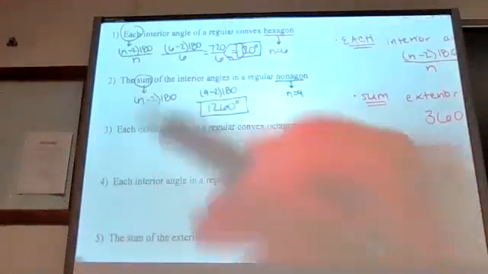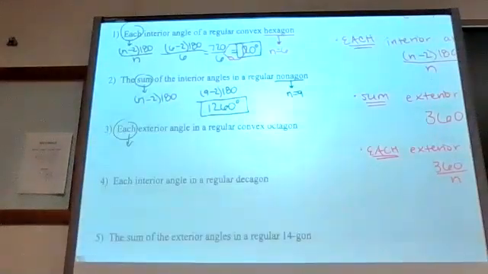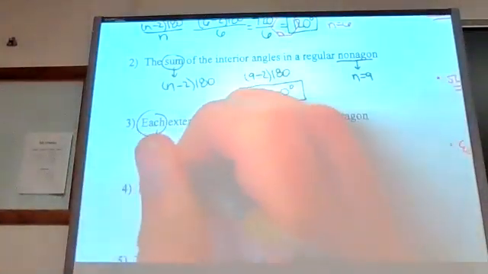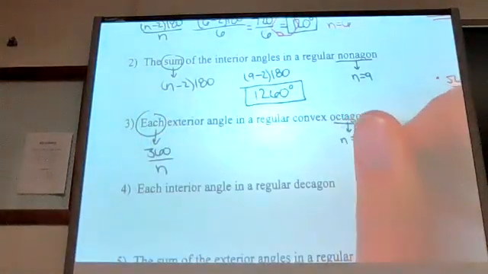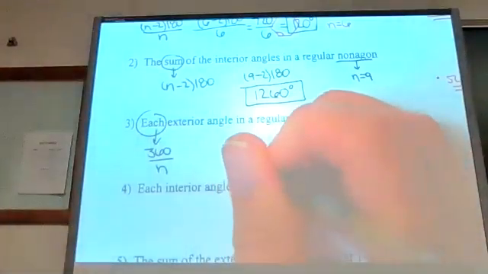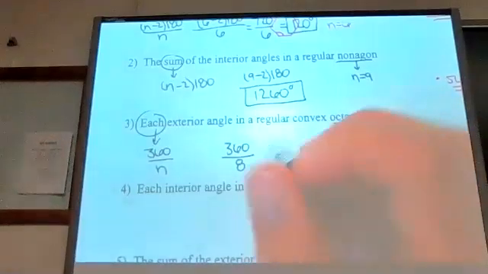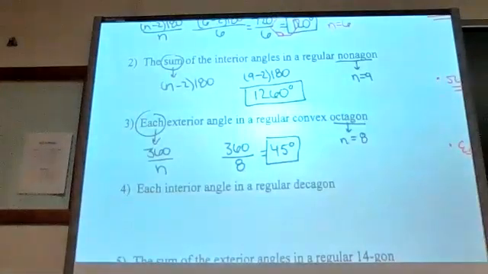Number 3, it says each exterior. What is my formula to find each exterior? 360 divided by n. So for each exterior angle, when I'm asked that, I know I'm using this formula, and I'm looking at an octagon. How many sides does an octagon have? 8 sides. So I have 360 divided by 8 gives me 45 degrees for each exterior angle in my octagon.